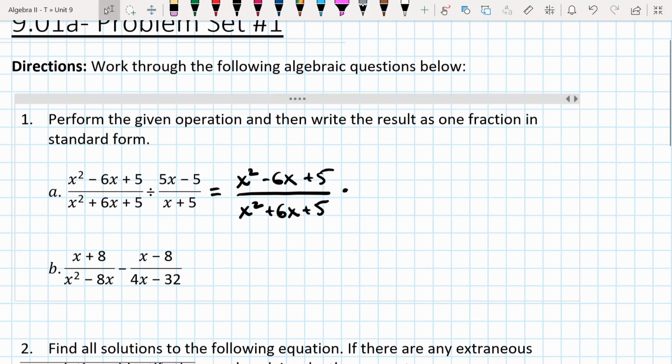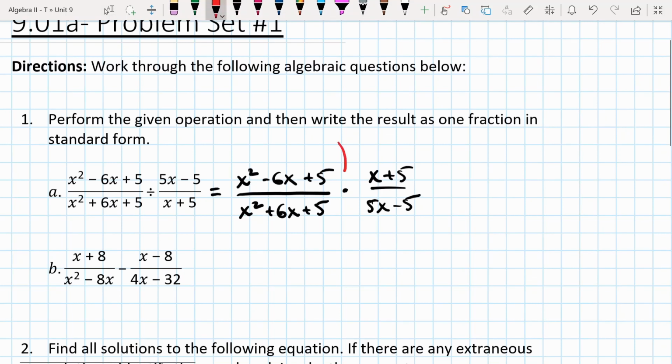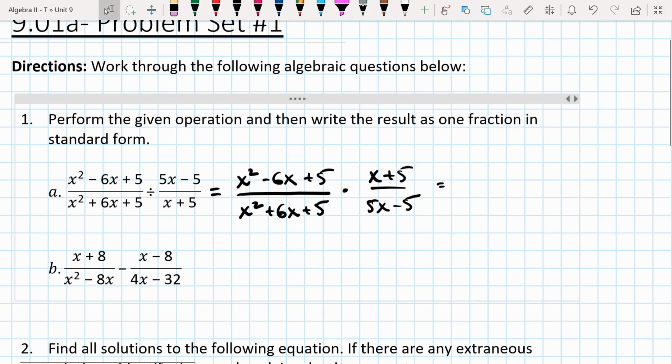So instead of 5x minus 5 over x plus 5, let's change it to x plus 5 over 5x minus 5. And notice we've changed the sign from a division sign to a multiplication sign. So what we could do here is multiply across, or distribute all of these terms and try to simplify it. What's going to be a little bit easier to do is factor all the terms that we can to try and cancel some things out and make the expression easier to work with when we're doing the multiplication.